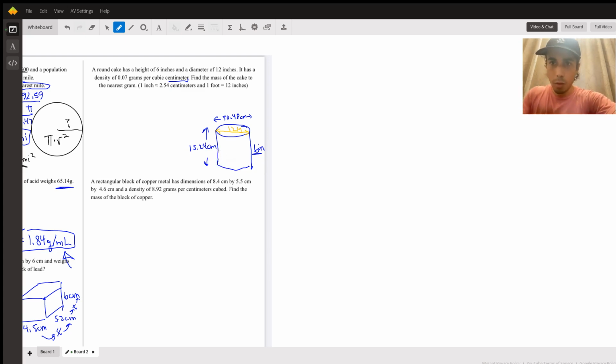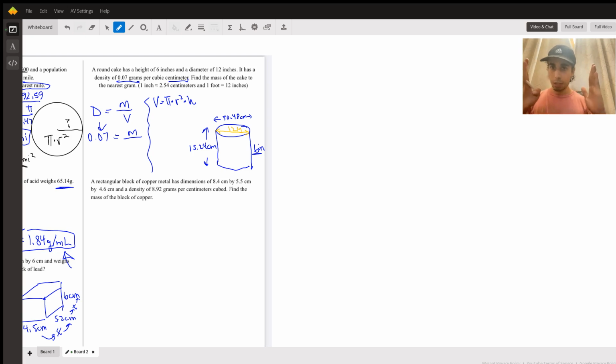All right, going back to our formula, we've got density equals mass over volume. So 0.07 is our density, equals the mass, which is what we want to solve for, divided by our volume. Well, for the volume, remember, this is a cylinder. This cake's a cylinder, so we need that formula for volume. Volume equals pi times the radius squared times the height.